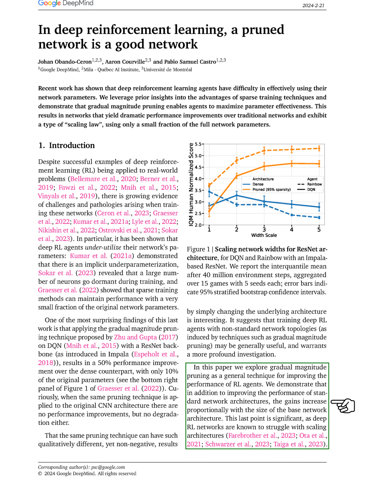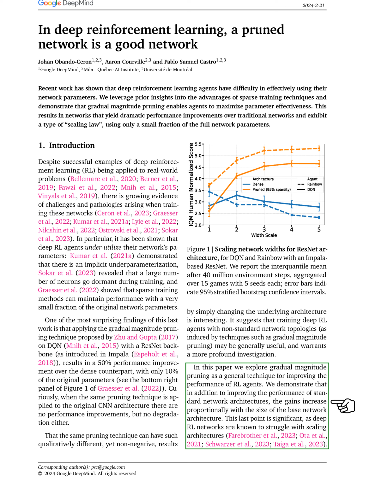We find that this technique not only improves the performance of standard network architectures but also shows that the benefits increase with the size of the base network architecture. This is particularly important because deep RL networks often struggle with scaling up. Our main contributions include presenting gradual magnitude pruning as a technique for maximizing parameter efficiency in RL, showing that networks trained with this technique produce stronger agents, demonstrating the technique's usefulness across various agents and training regimes, and providing in-depth analyses to understand the benefits of this approach.